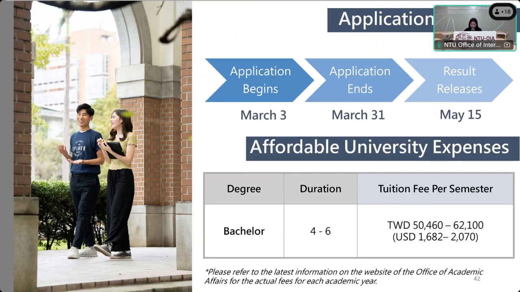The undergraduate programs must be completed within 4 to 6 months, depending on the duration of study set by each department. And the tuition fee per semester for the department falls within this range. You can refer to the latest information on the website of the Office of Academic Affairs for the actual fees for each academic year.